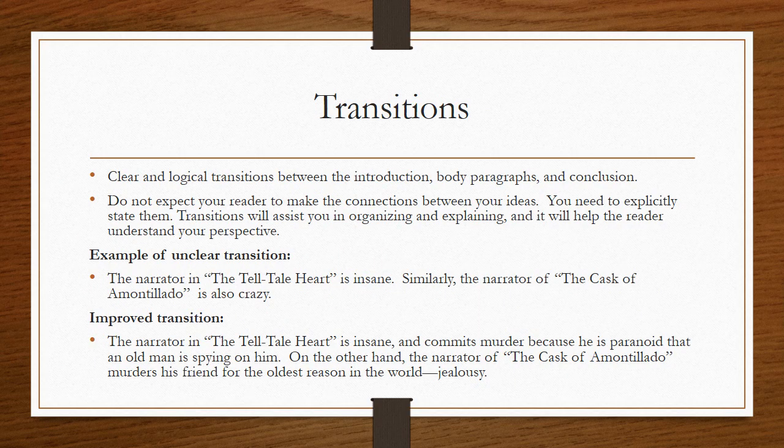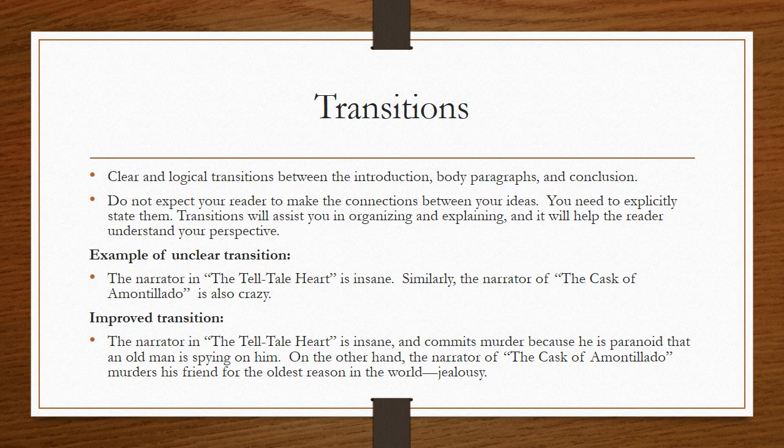Now, before we get into the body paragraphs, one of the big issues a lot of times with reading something is that paragraphs go from one to the next without any kind of transition. It's very clunky. It's awkward to say. So instead, we want to discuss briefly transitions. And I'm going to give you a whole pile of transitions as an attachment in the learning management system. But clear and logical transitions between the introduction, body paragraphs, and conclusion. Do not expect your reader to make the connections between your ideas. You need to explicitly state them. Transitions will assist you in organizing and explaining, and they will help the reader understand your perspective.